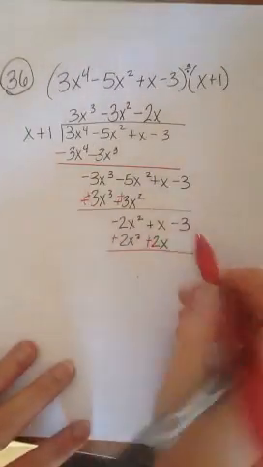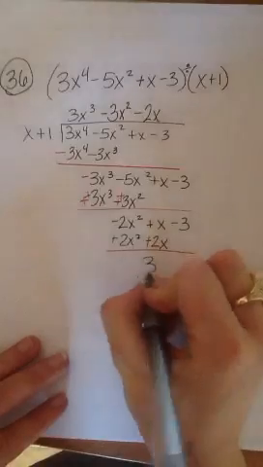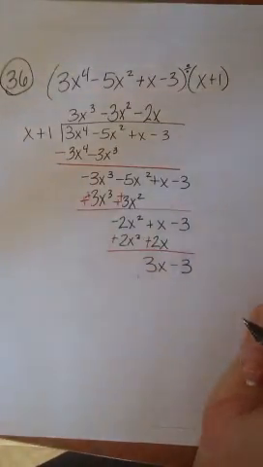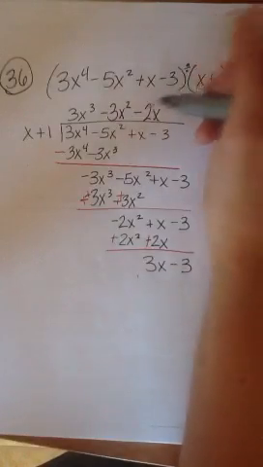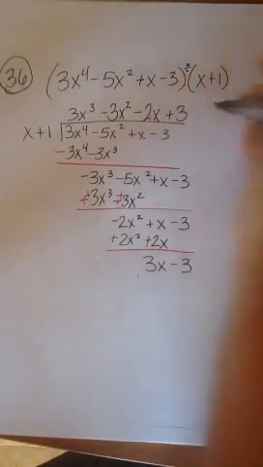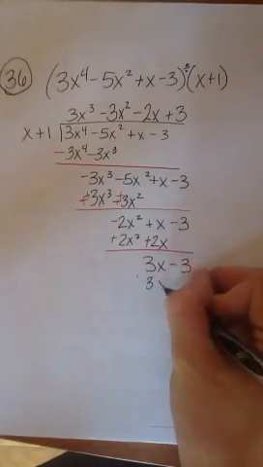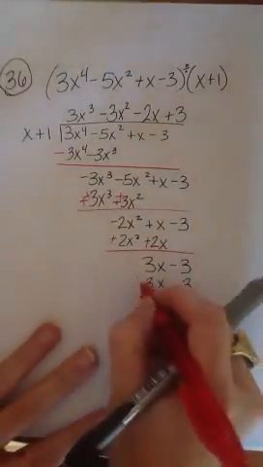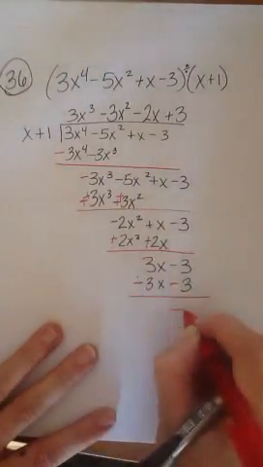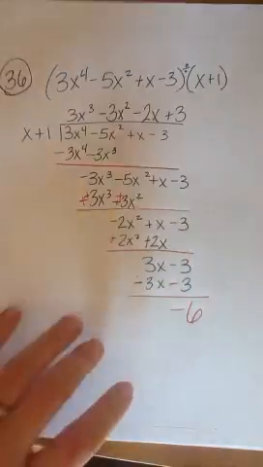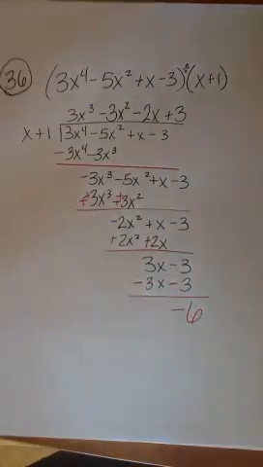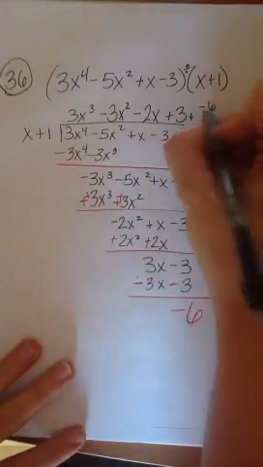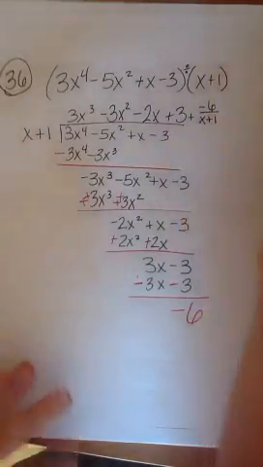Subtract, subtract. 3x minus 3. Then you look up here. You say I need a 3. 3x and a 3. You're subtracting, subtracting. Negative 6, that is not a 0. Negative 3 minus 3, negative 6. Come up here for your remainder. Negative 6 is on top, x plus 1 on the bottom.